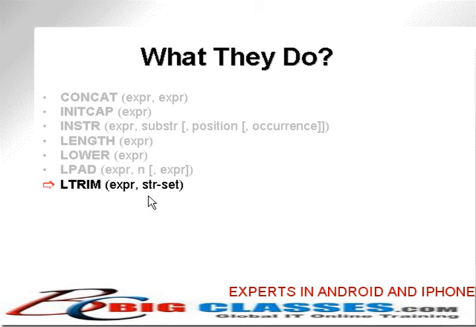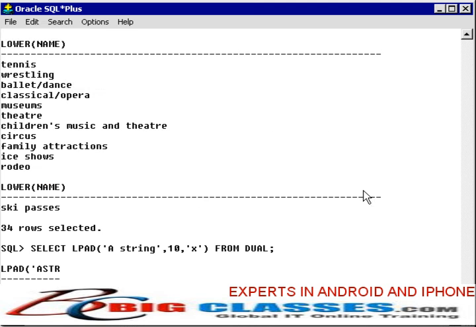Left trim will look through the string set, as in A, E, I, O, U, and remove all the characters from the beginning of the string that are in that set. In other words, it will take all the A's, all the E's, all the I's, all the O's, and all the U's, all the vowels out of the word, until it finds something in the expression from the left which is not one of those characters.